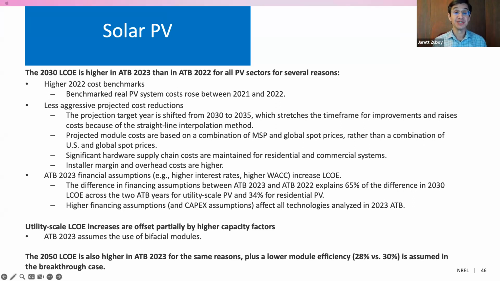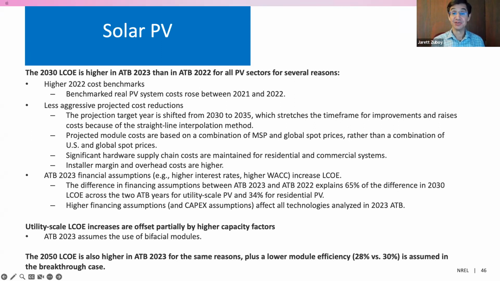Projected module costs changed. Last year, they were based on a combination of minimum sustainable price and spot prices; this year, they're based on a combination of minimum sustainable price and global spot prices. Whereas last year, they were more spot price based, so they were a bit lower, especially in the conservative and moderate scenarios. We maintained significant hardware supply chain costs for residential and commercial systems, which is something we were seeing based on our more recent data collection, that there's some significant markup for these systems. Installer margin overhead costs are higher going forward. I have a little more detail on that in the breakout room.